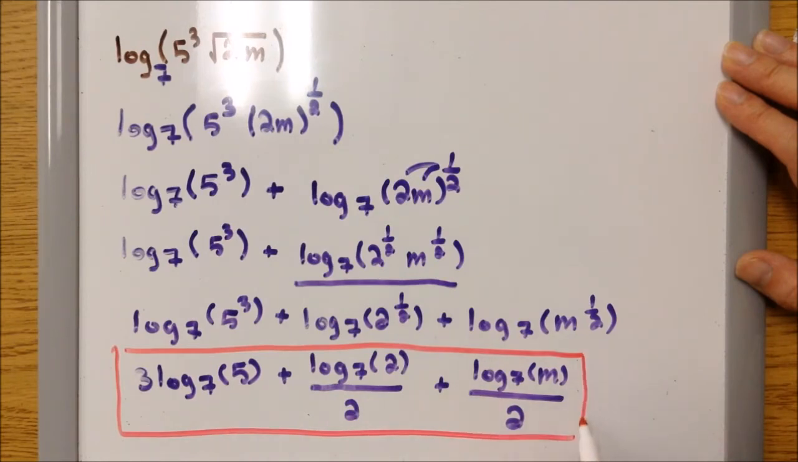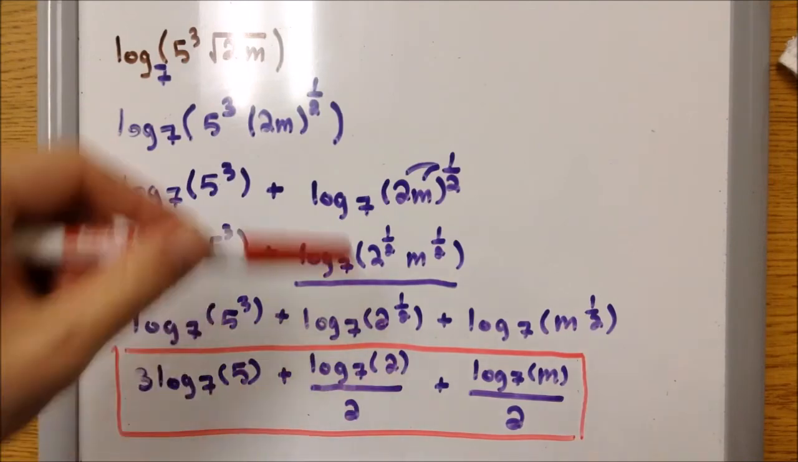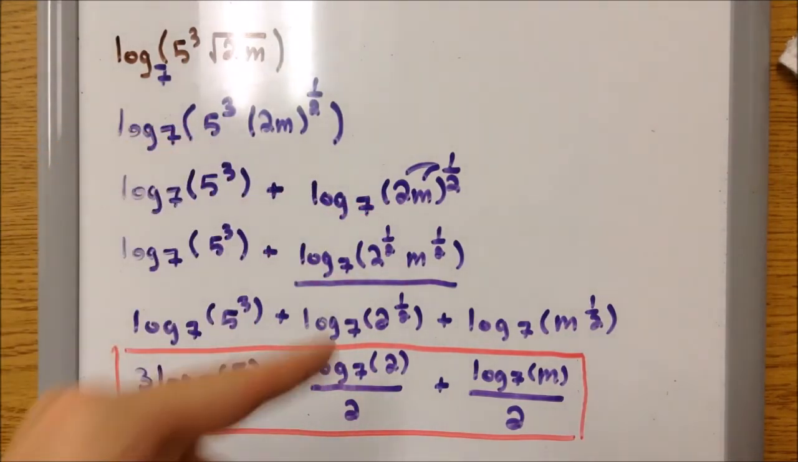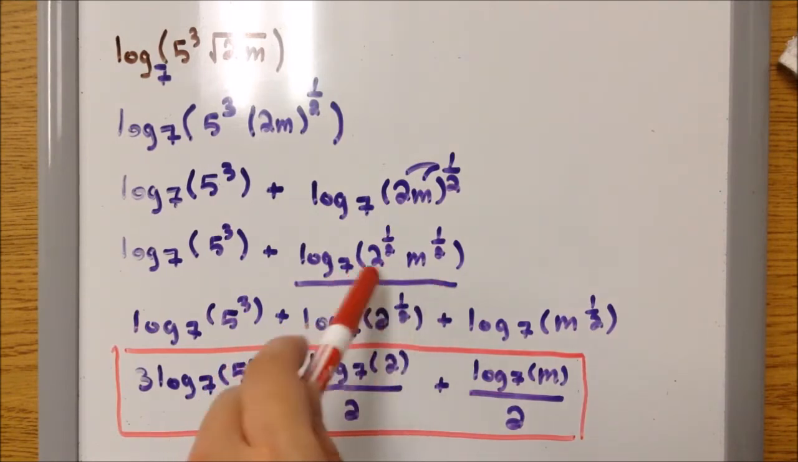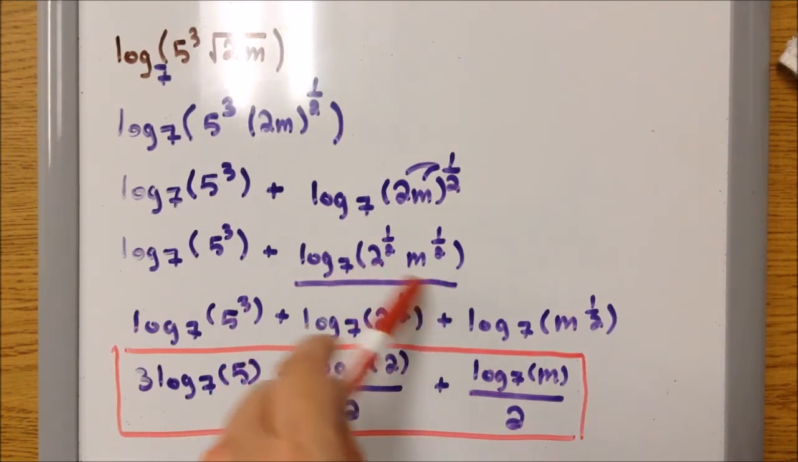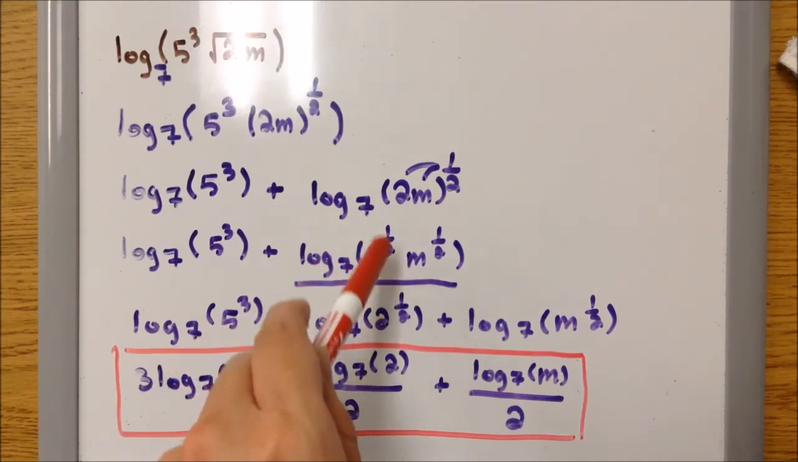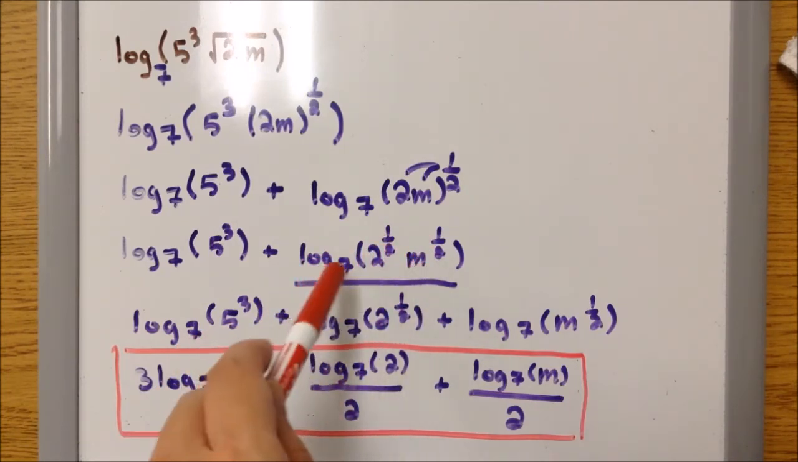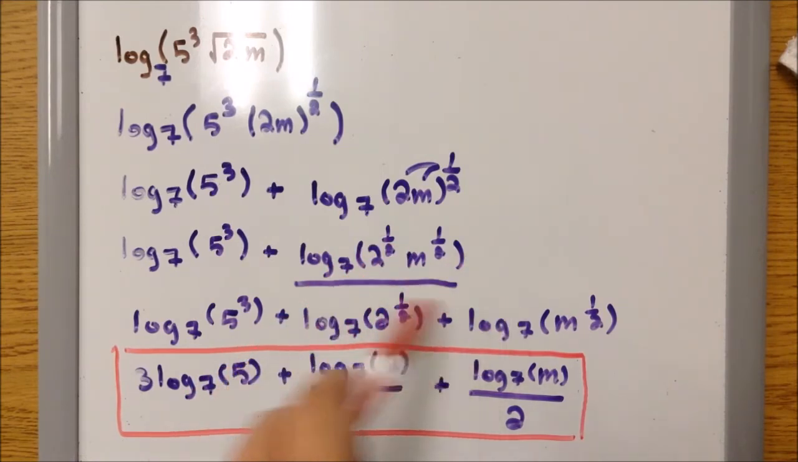Now, you have to be very careful when distributing the exponents to what's inside the parenthesis. And the only time you can do that is when they're multiplying. And then if you, again, have something more than one object inside the parenthesis, like this one, log base 7 of 2 to the 1/2 power times m to the 1/2 power, then you can reuse the product property to split it into more logs.